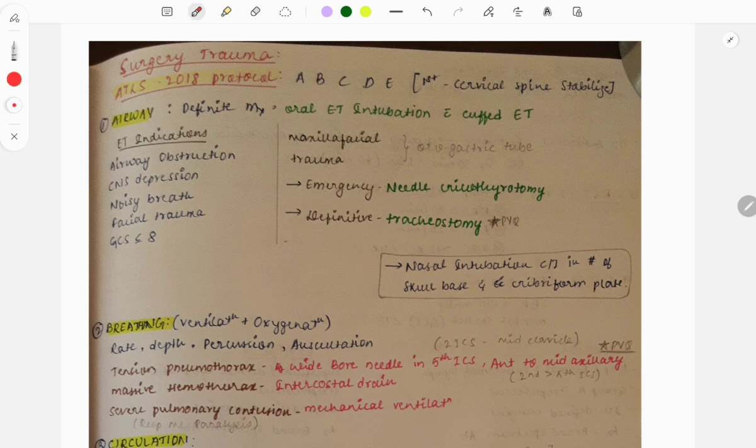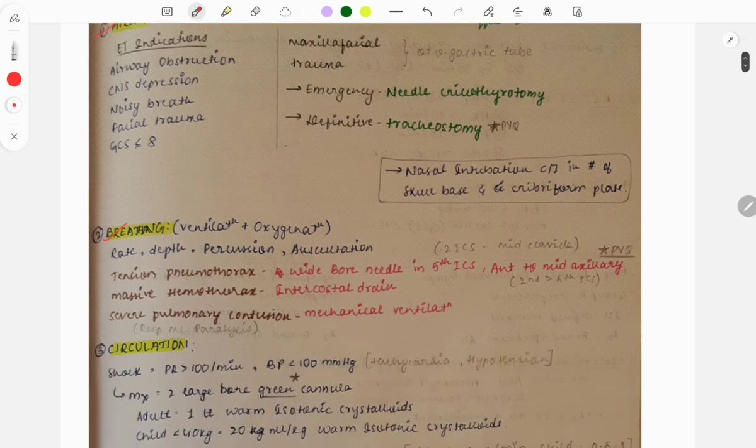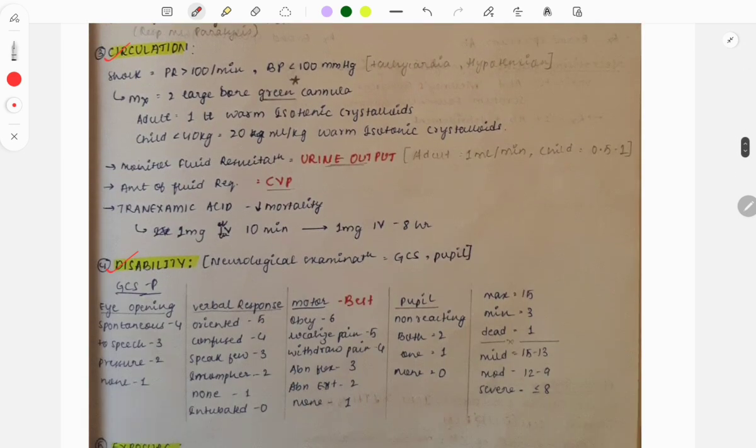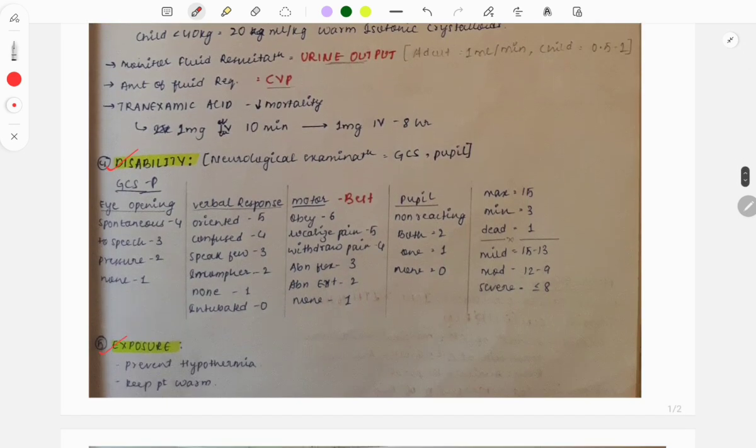So the ATLS protocol has 5 components in it and those are the A, B, C, D and E. So the first one standing for the A is the airway, then for the B it is breathing, then for the C circulation, for the D it is disability and E for the exposure.